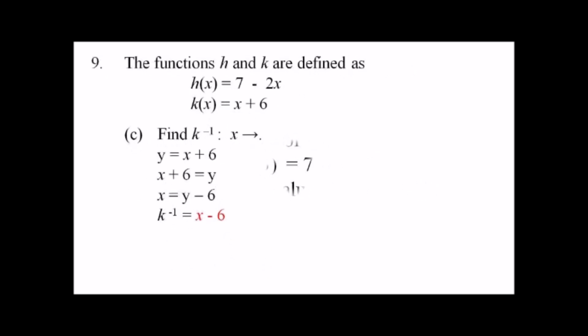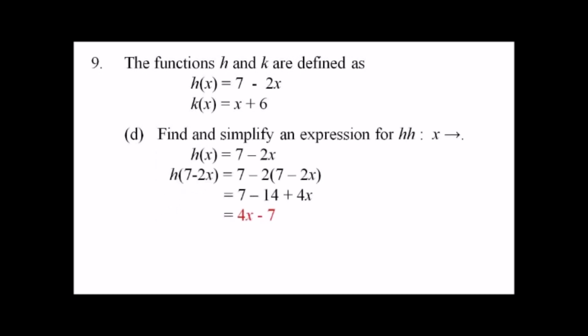No mistakes there. And 9c, you want the inverse of k. So find k of x and put y is equal to x plus 6. X plus 6 is y. X is equal to y minus 6. Replace the y with the x. So you get x minus 6 would be the inverse of k. Remember to replace the y with the x in the final answer to get full marks.